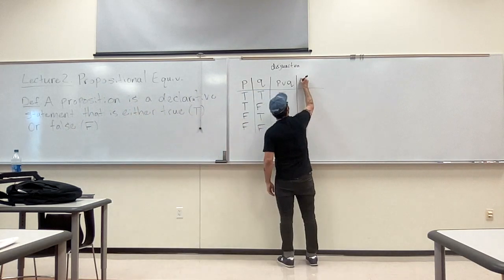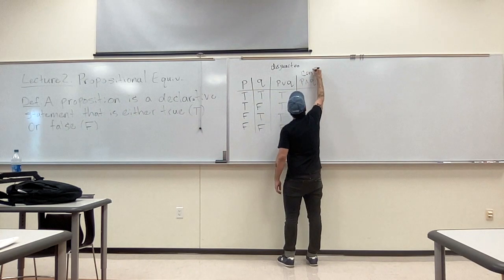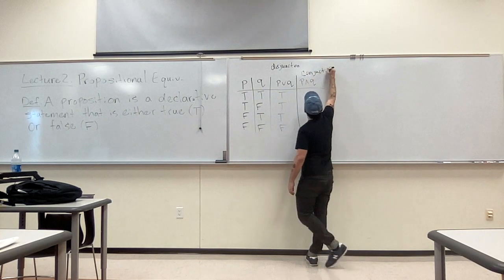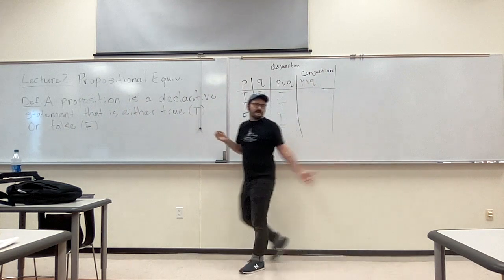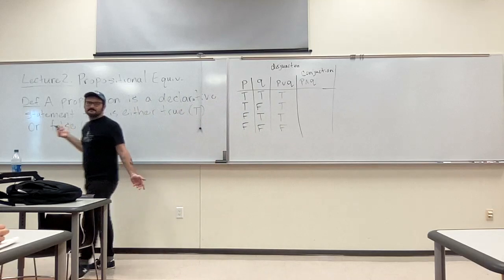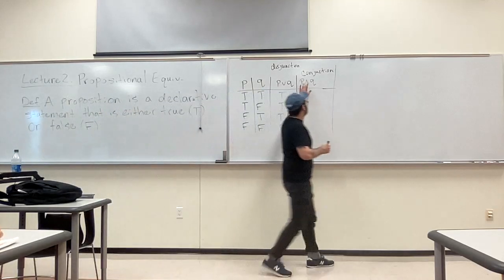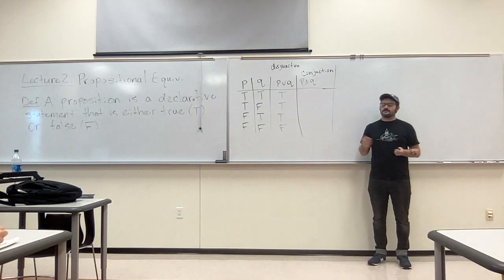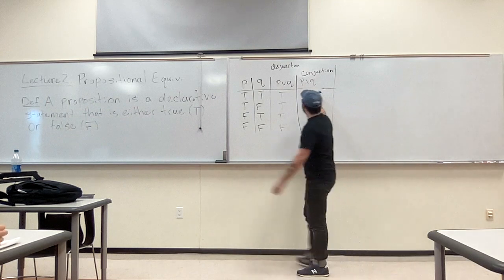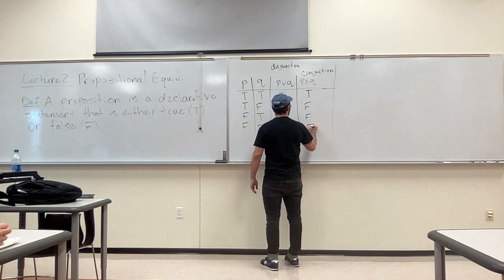Next operation was the conjunction, P and Q. And can you guess how I would read that? Just take a guess as a programmer. P and Q. Yeah, P and Q, right? So P and Q is true only when they're both true. Or in other words, it's false when at least one is false. So true, false, false, false.